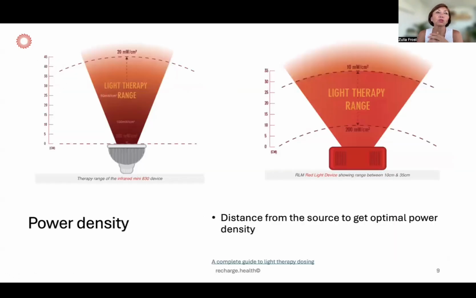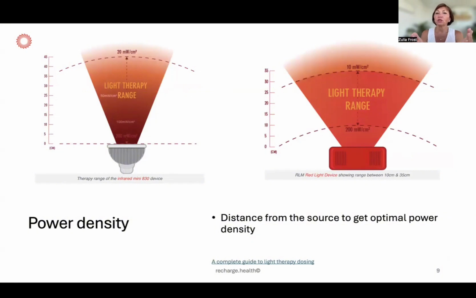Also, what has impact on the power density? It's the light source itself, yes? So, for example, this is a quite widely distributed light source, or this is an infrared 830, yes? The beam is tighter. But also, you need to look at the actual distance to the skin, yes?